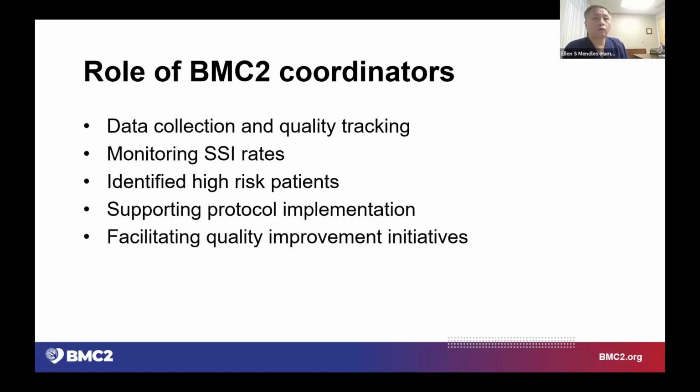So the role of the BMC2 coordinators is that we collect the data, track the quality, and monitor our surgical site infection risk, and identify those high-risk patients, the patients with diabetes, to see if there's anything we can do, and support protocol implementation. So if you find out your hospital has a very significantly increased risk of surgical site infection, then we can look into where the problem is. Like, is everybody using chloroprep? Are antibiotics being redosed throughout the surgery? Or do we simply have very high-risk patients? And then facilitate quality improvement initiatives. Next slide, please.